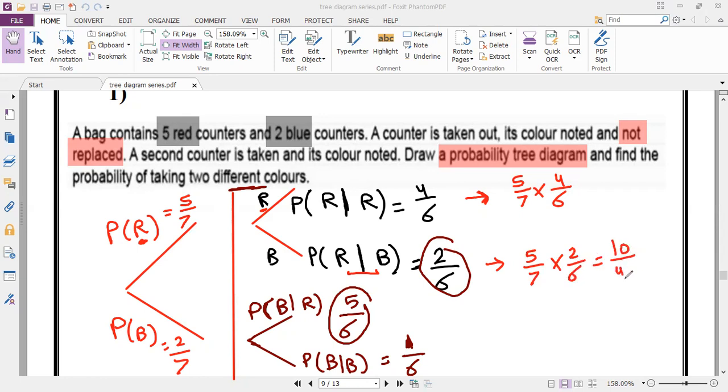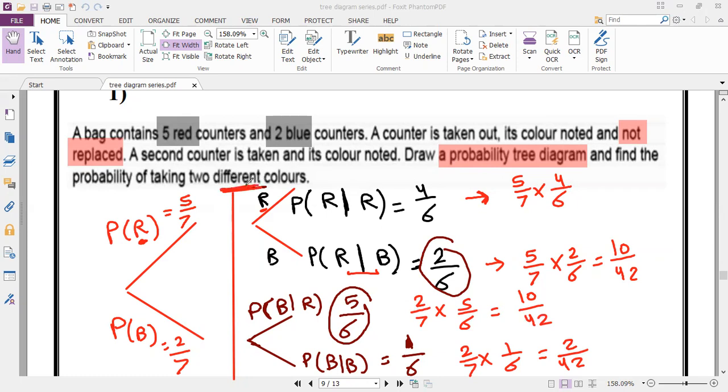10 over 42. And here we have blue and red. It will be 2 over 7 times 5 over 6, equals 10 out of 42. And the probability of getting blue and blue will be 2 over 7 times 1 over 6. Don't forget it. It will be 2 over 42. But I need to take two different colors.